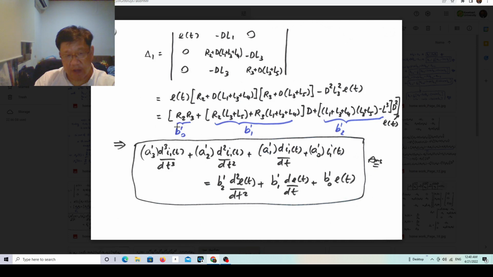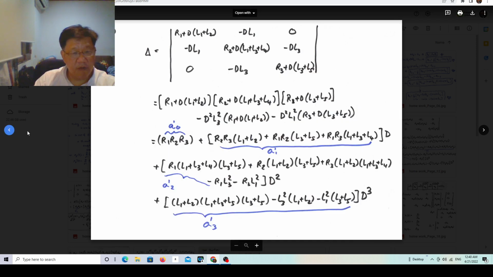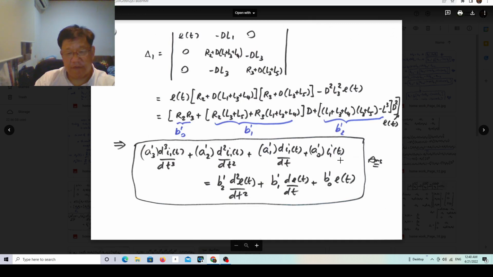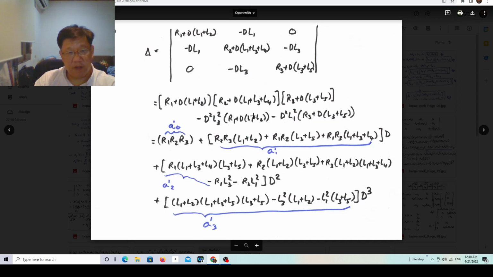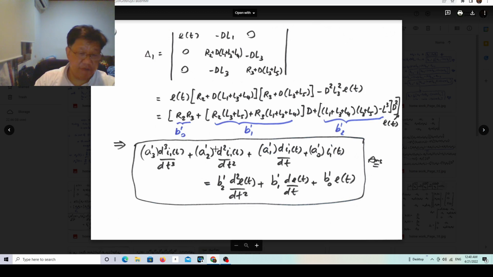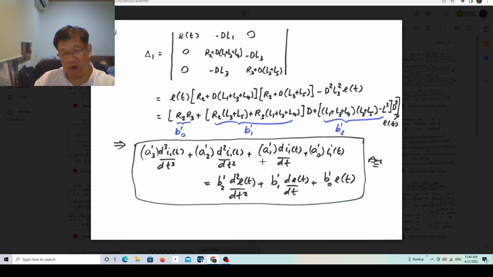So we simplify this: b pi sub 0, b pi sub 1, b pi sub 2, and a pi sub 0, a pi sub 1, a pi sub 2, and a pi sub 3. This results in the general form of the ordinary differential equation. It is a third order form for the response function of the current as a function of time t in the first current loop of the network. You can do similar analysis for I sub 2 and I sub 3. This is just an example, a hint, for the current function of the first loop only. This is the corresponding differential equation, and you can continue to do the same for the second and third loops.